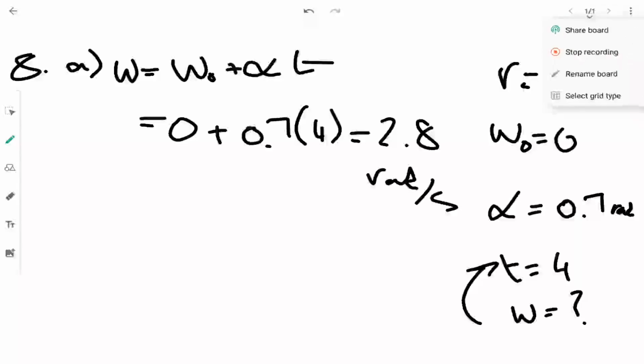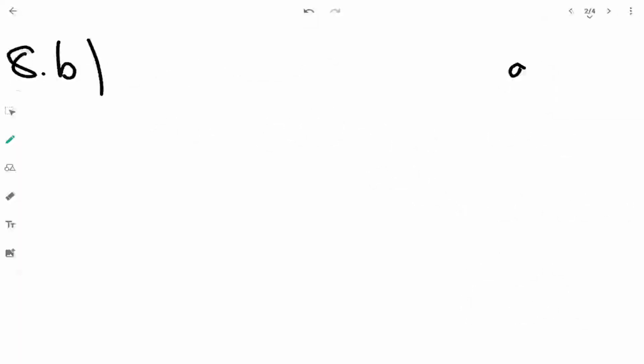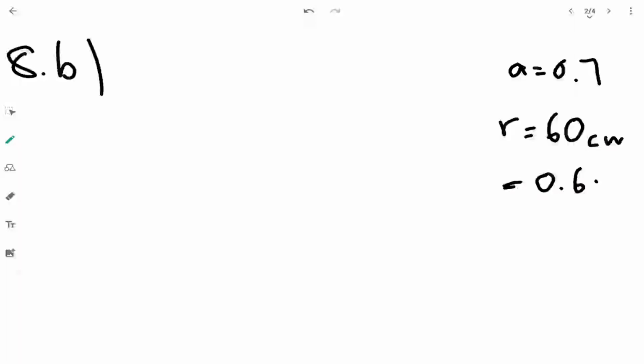So for number 8 part B, they want you to calculate the tangential component of the acceleration. The tangential component is the one which is responsible for changing the speed. You have the acceleration, which is 0.7. You have the radius, which is 60 centimeters, which is 0.6 meters. I'm gonna give you a few seconds to answer that question and then I'm gonna come back.